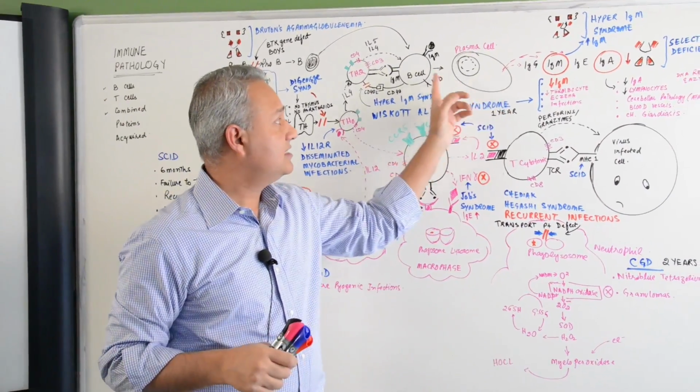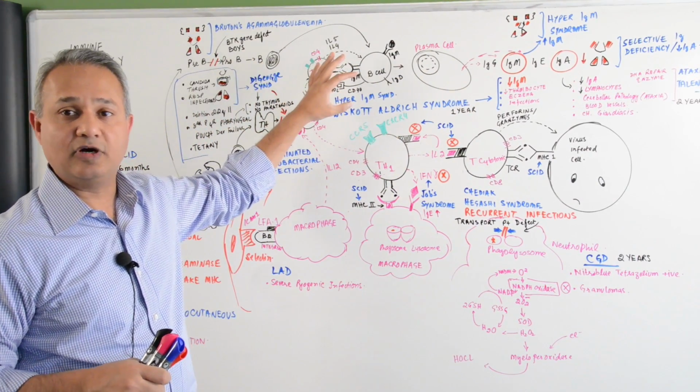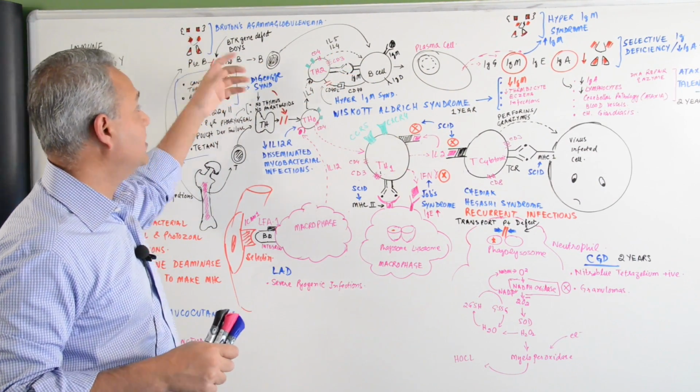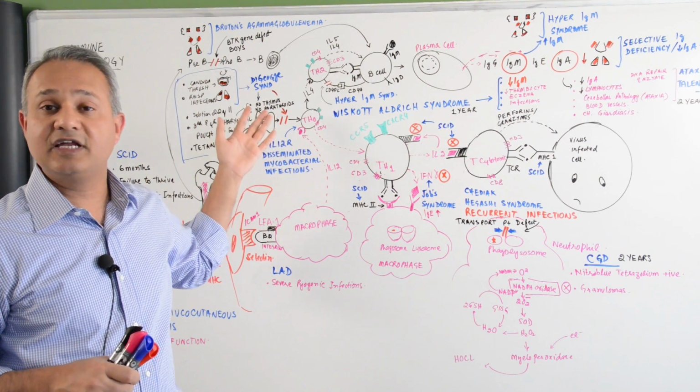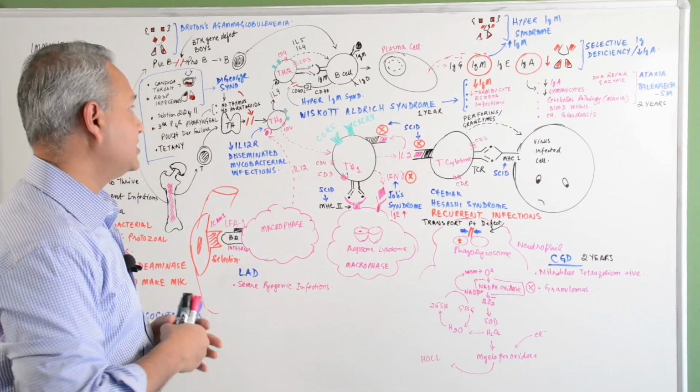However, in this case, IgM will be present, T cells will be abnormal, B cells will be normal. In this case, Bruton's, there will be no B cells. And if there are no B cells, there will be no IgM or anything else. So that is how you can differentiate between them.